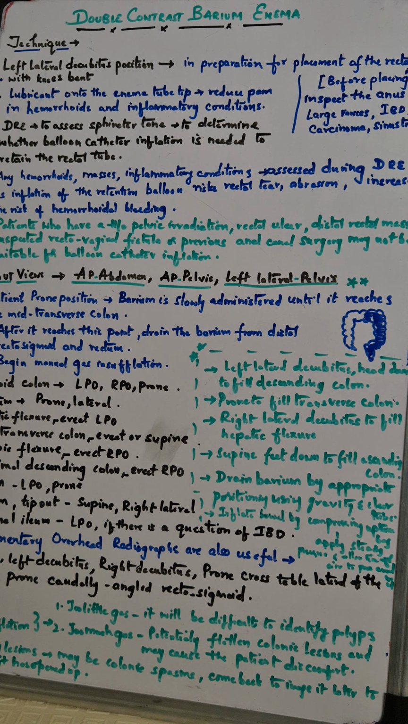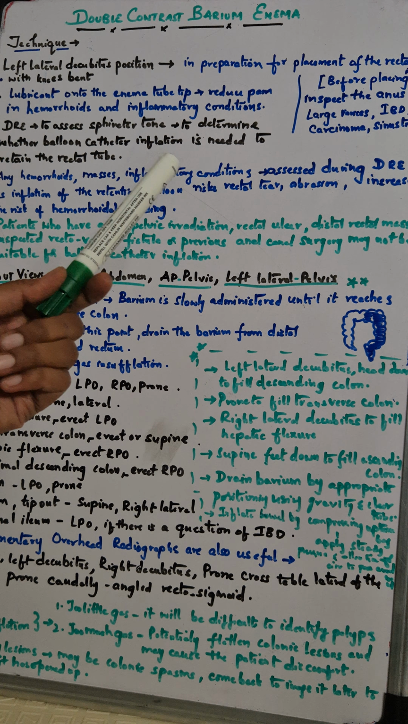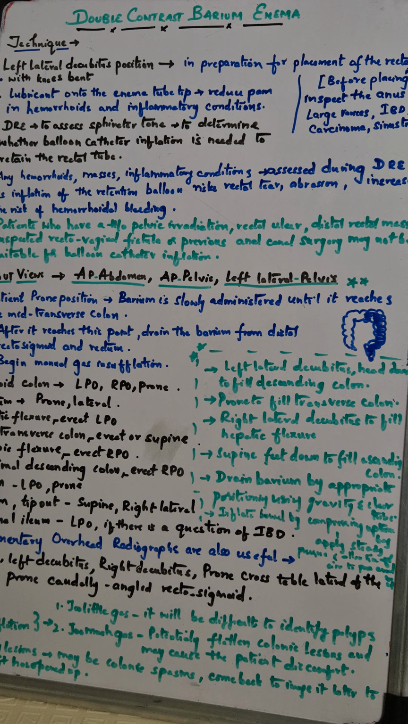Before the distal examination, you look for conditions like hemorrhoids and inflammatory bowel disease. In these conditions we should be very careful, because inflation of the rectal retention balloon causes rectal tear, abrasions, and increased risk of hemorrhoidal bleeding.